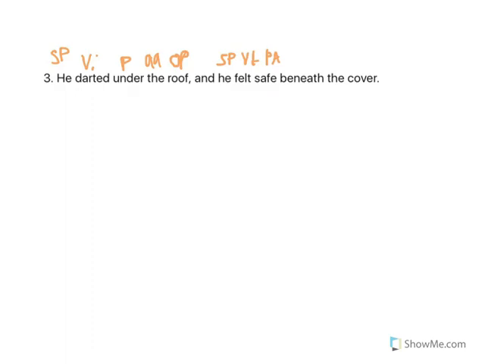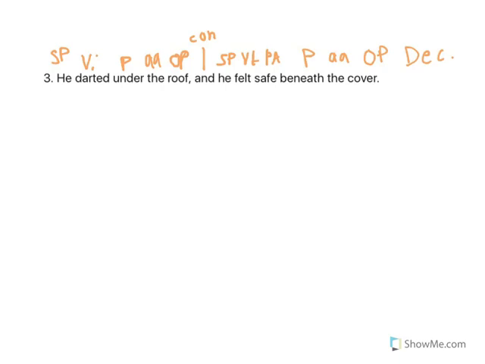So he felt safe beneath the cover. Beneath is going to be our preposition here in a prepositional phrase. Cover is going to be an object of the preposition. The is an article adjective, which is modifying the word cover. Which cover? The cover. Of course, and is going to be a conjunction. So this is a declarative sentence.